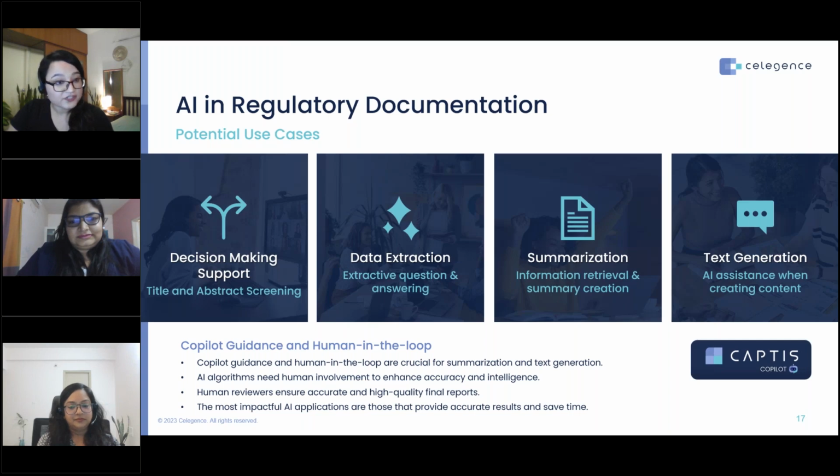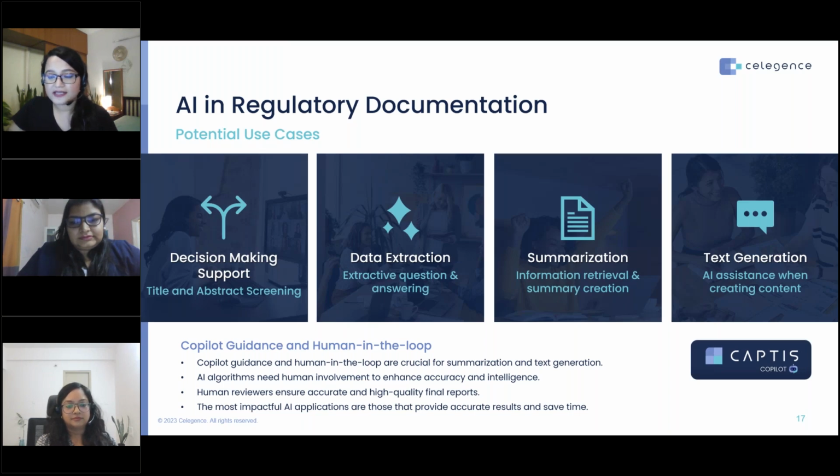One is decision-making support for your title and abstract screening when you're reviewing your literature. AI can help you extract data from your literature. You can ask it questions and it can automatically pull those answers for you from that paper. It can help you summarize content that you give it, and it can also help you generate text.